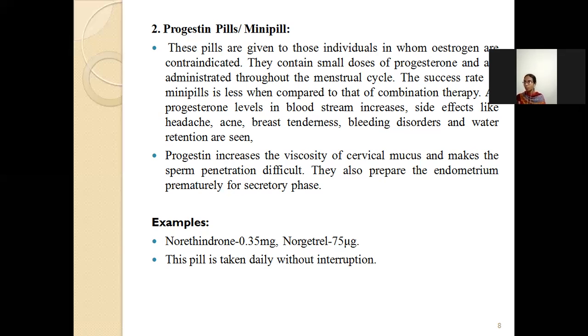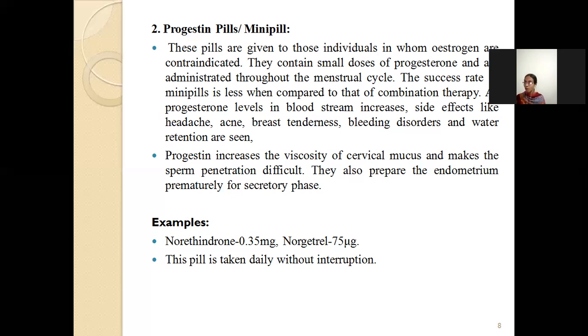So only progesterone in a small dose is present, and it should be taken throughout the menstrual cycle. But when we compare it with the combination therapy, it has fewer therapeutic uses, and the success rate is also very low. It also has side effects like headache, breast tenderness, bleeding disorders, and water retention.